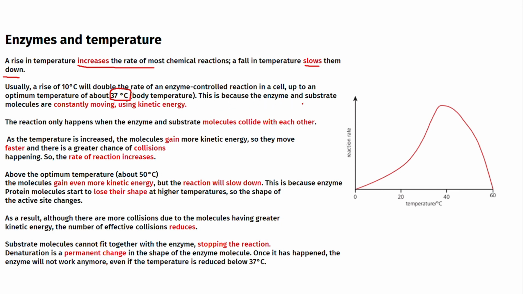This is because the enzyme and substrate molecules are constantly moving using kinetic energy. They're not stable in place, the substrate would be moving around the cell as well as the enzyme. So, they are in constant motion, and when the temperature increases, the kinetic energy of both the enzyme and the substrate will increase, and so it will have a higher rate of reaction and a higher probability of making a complex. The reaction will only happen when the enzyme and substrate molecule collide with each other. It wouldn't take place when the enzyme is on one side and the substrate is on the other side.